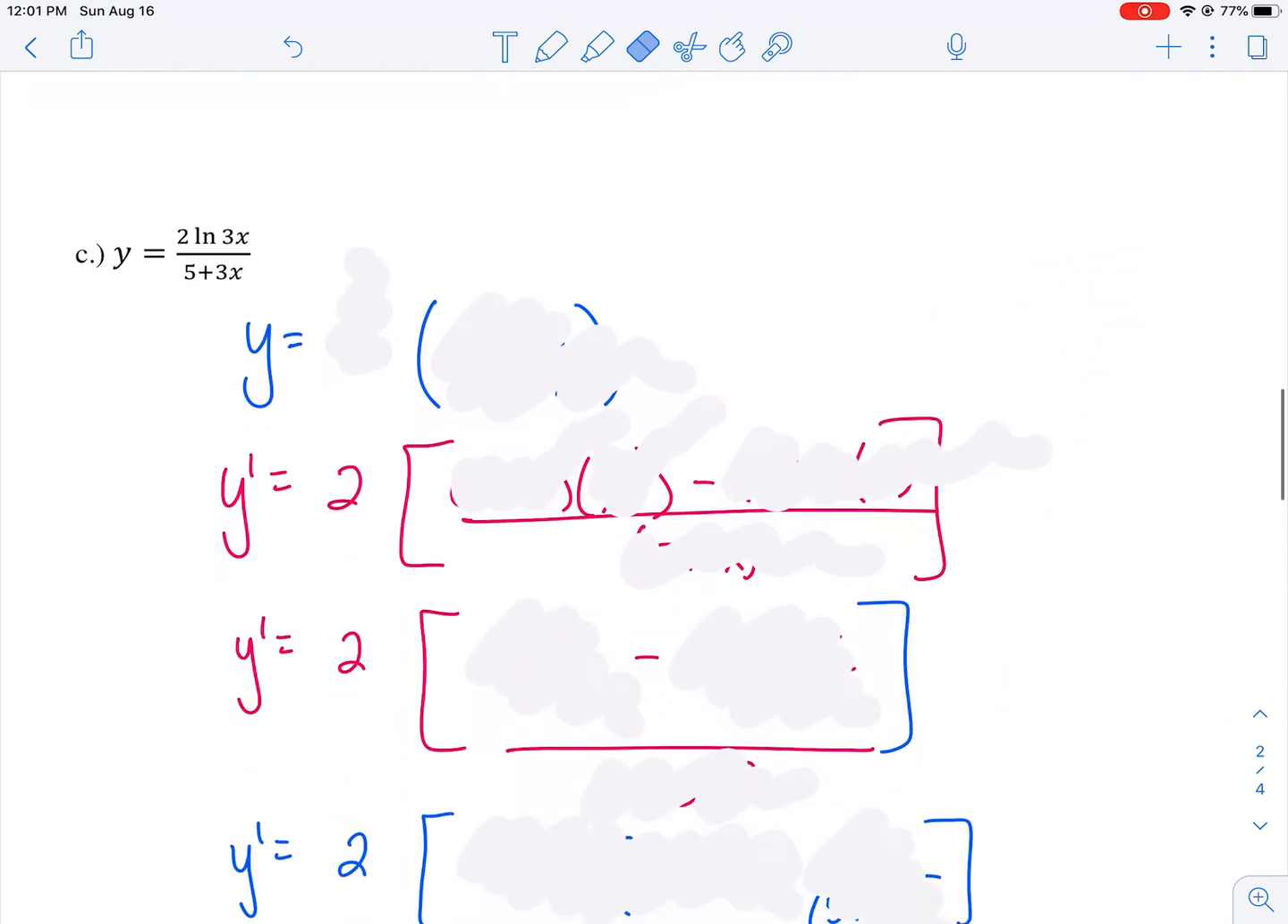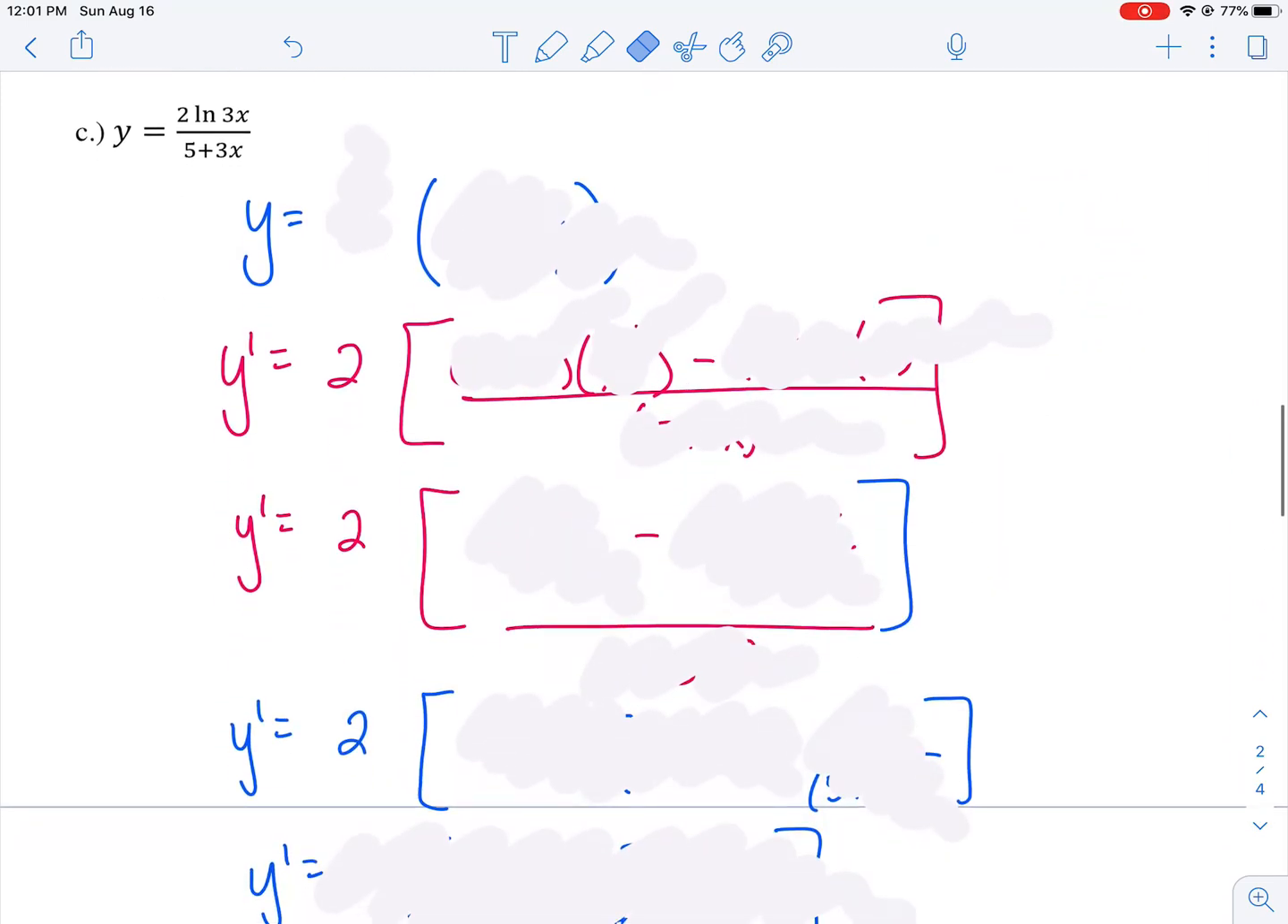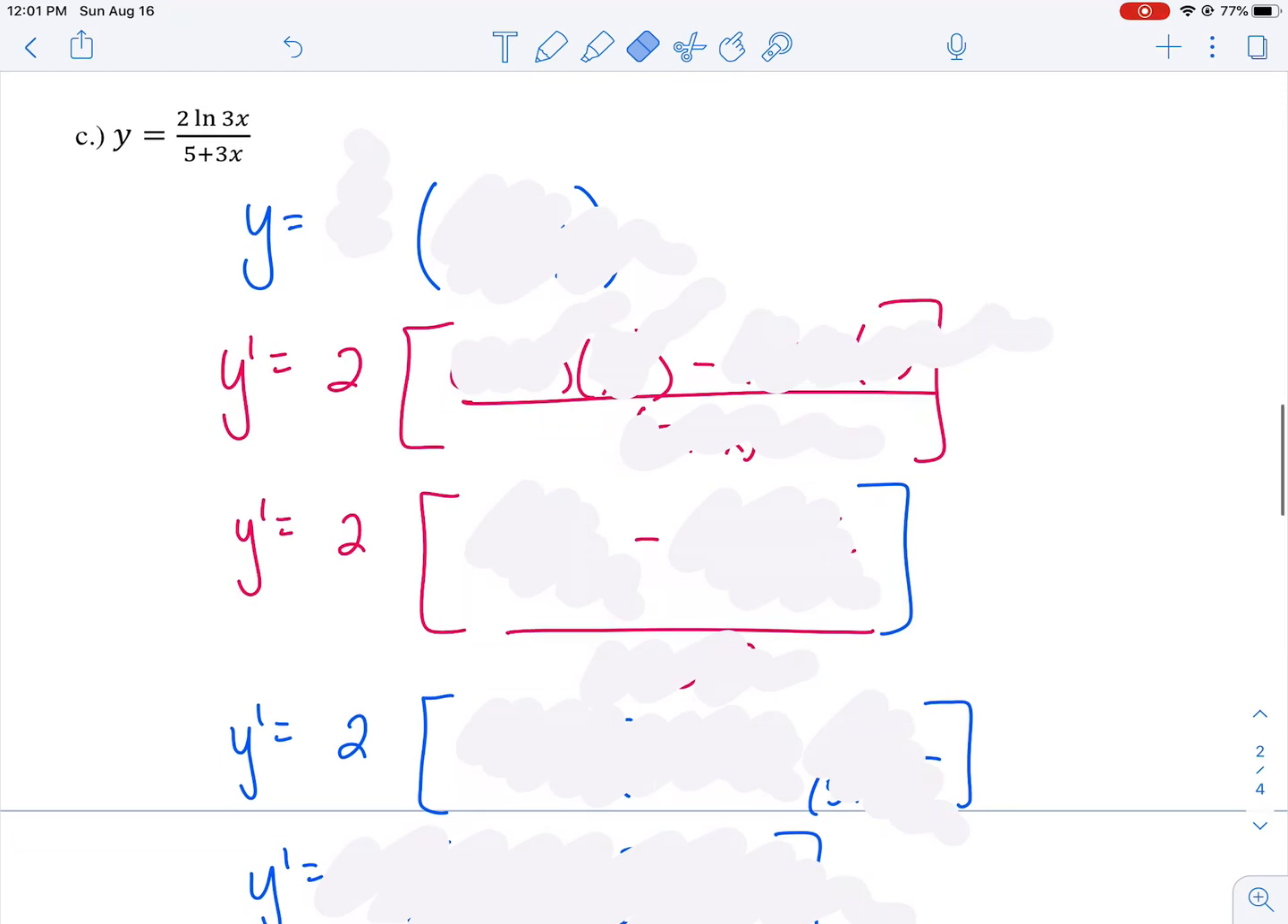All right, look at C with me. C has 2 times the natural log of 3x on the top in the numerator, and then I have a 5 plus 3x in the bottom. Please, please do not try to reduce and cross off the 3x on top with the 3x on bottom. The 3x on top is attached to the natural log, and the 3x on bottom is attached to that 5 with that plus sign. So you cannot reduce those off, okay? It wouldn't make sense mathematically.